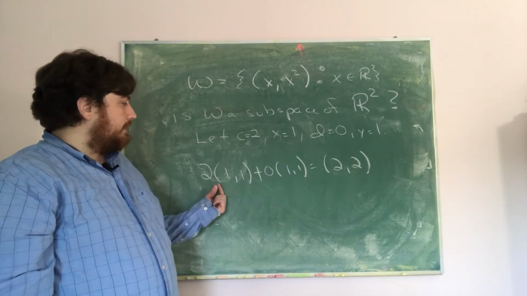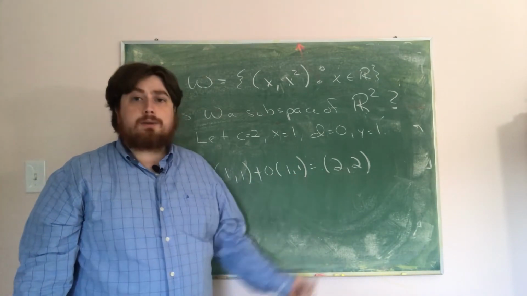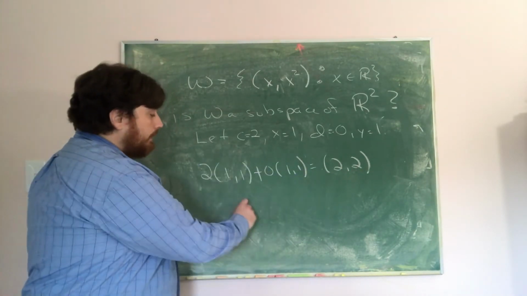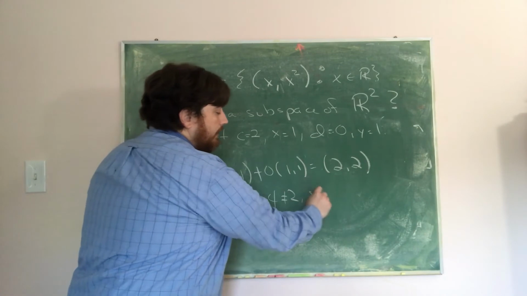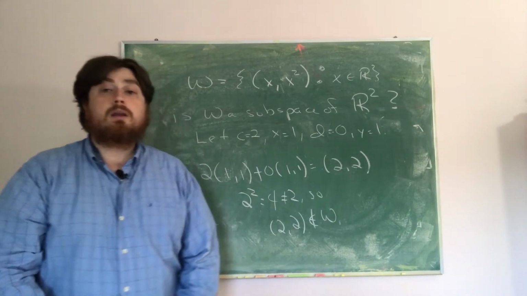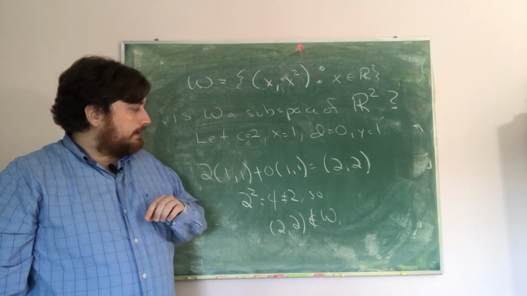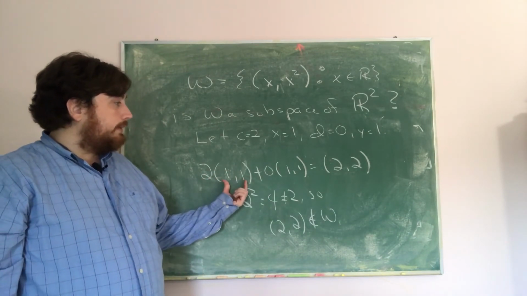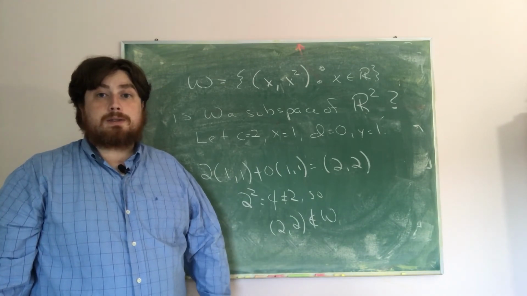So now in this case, I'm taking c times a vector in W plus d times a vector in W, and I'm getting out the vector (2, 2). What I want to know is, is 2 equal to 2 squared? Well, 2 squared is equal to 4, which is not equal to 2. So we have that (2, 2) is not an element of W. Hence, when we try to show that it was closed under this property, we notice that we got something outside of there. So a scalar times a vector is not back in the space, and therefore it is not a subspace, because it is not a vector space.